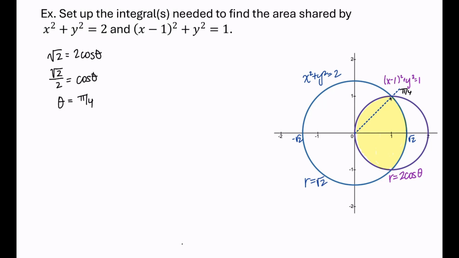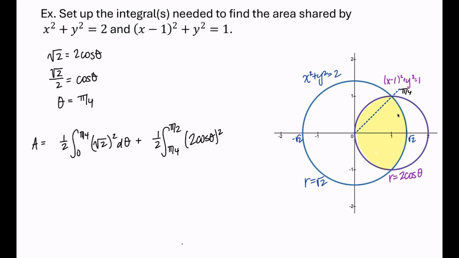That is the angle. So if we were to set up our area here, again, from 0 to pi over 4, the area is going to be 1/2 the integral from 0 to pi over 4 on the circle r equals the square root of 2. Let me make this look a little neater. The square root of 2 squared d theta, and then plus 1/2 the integral from pi over 4 to pi over 2. So now we're going from pi over 4 all the way to straight up, which is pi over 2. And then the circle there is my 2 cosine theta squared d theta.